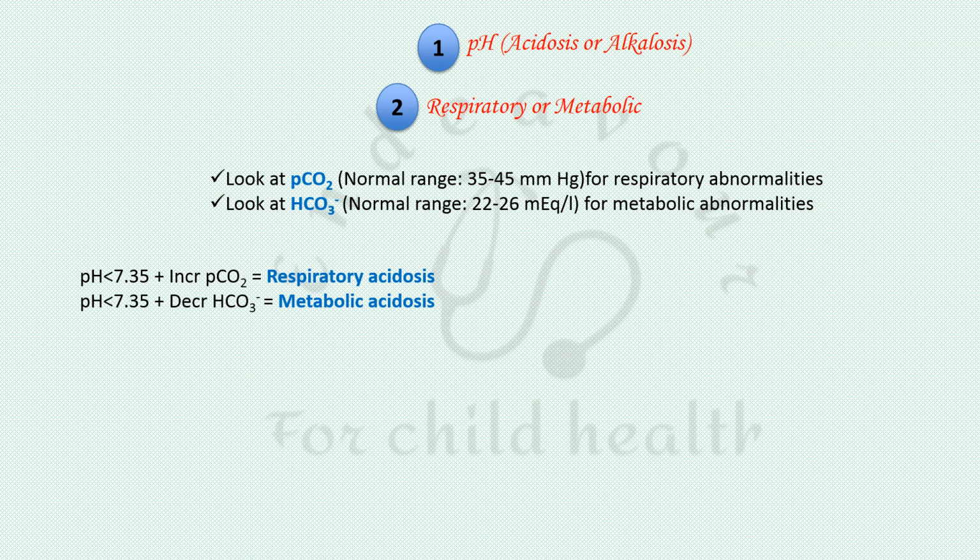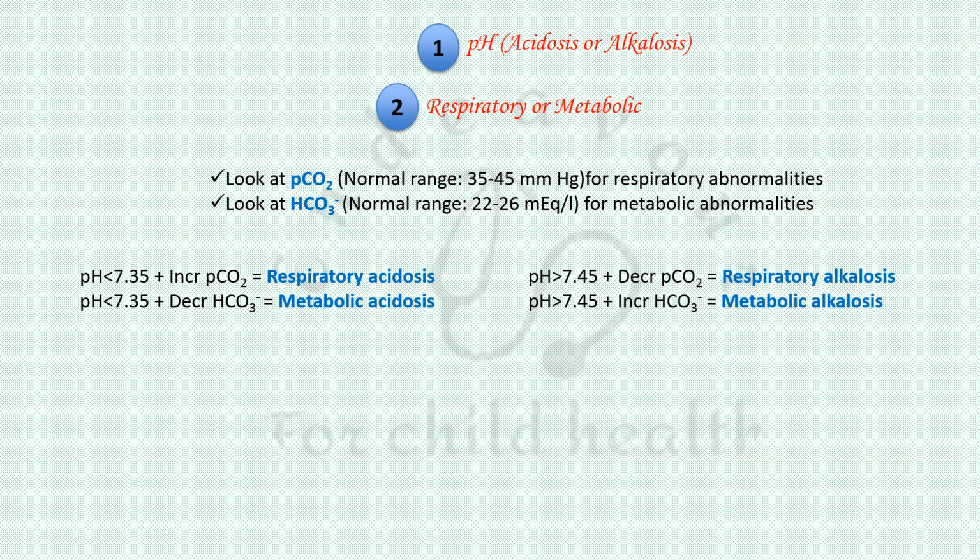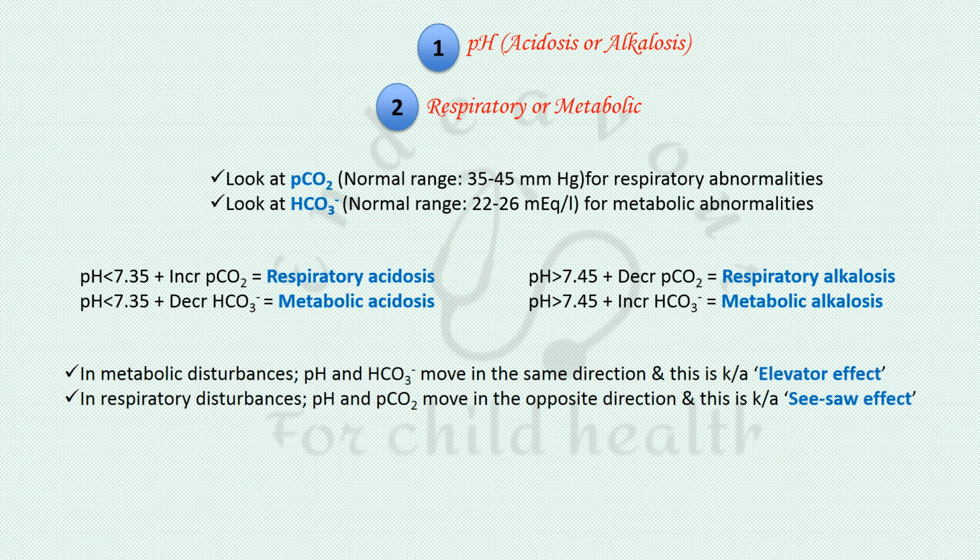A pH less than 7.35, that is acidosis, with increased PCO2 is respiratory acidosis, while pH less than 7.35 with decreased bicarbonate is metabolic acidosis. On the other hand, pH more than 7.45 plus decreased PCO2 is respiratory alkalosis, whereas pH more than 7.45 with increased bicarbonate is metabolic alkalosis.